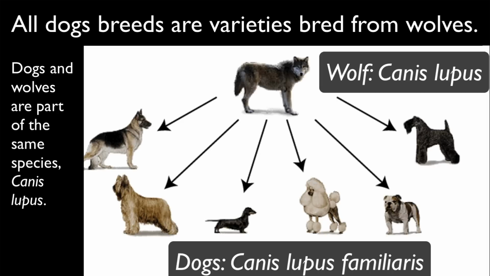The same is also true of dogs. Dogs and wolves are all members of the same species, Canis lupus, and all the breeds, varieties of dogs, the German Shepherds and the Schnauzers and the Dachshunds, those are all varieties that have been bred for specific human purposes, for protection, for hunting, or for just looking cute and being really cuddly.